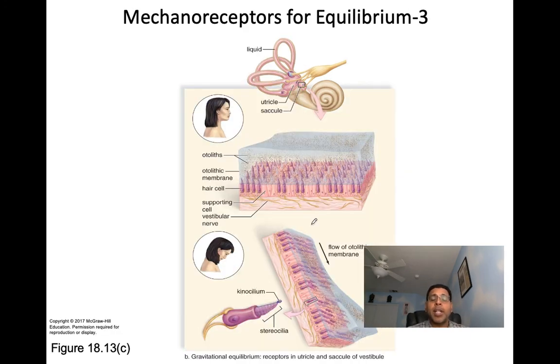So when we talk gravitational equilibrium, we can appreciate here our supporting cells. Amongst the supporting cells, we've got hair cells that have their stereocilia and kinocilium, as we can see here. This is the proper spelling. And their kinocilium is embedded in the otolithic membrane, which has all these otoliths. Now, as soon as we have bending of the head, this otolithic membrane is going to start to sag. And when it sags, this bends the stereocilia and the kinocilium, which will then help generate nerve impulses along the nerve fibers, sending those impulses to the brain. All right, let's move forward then.